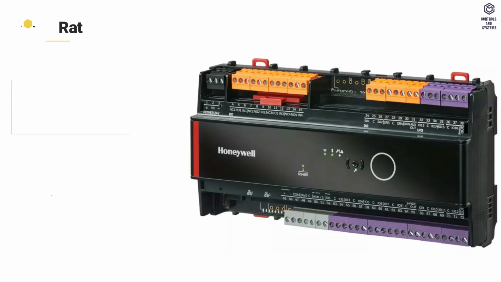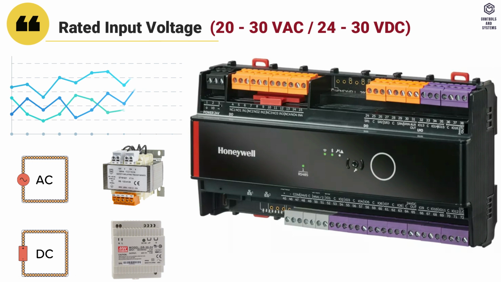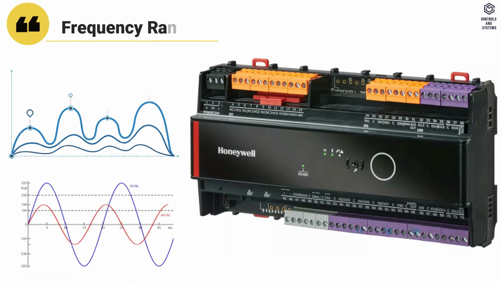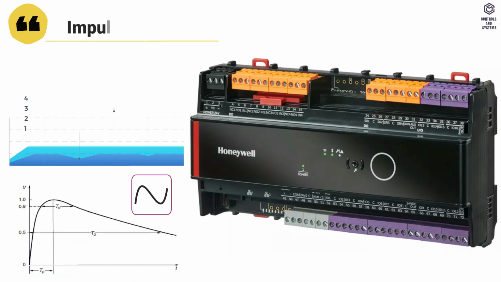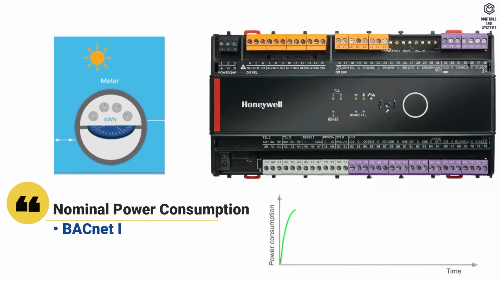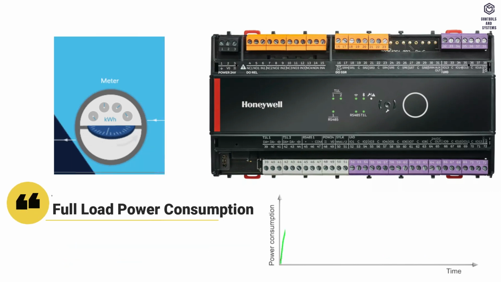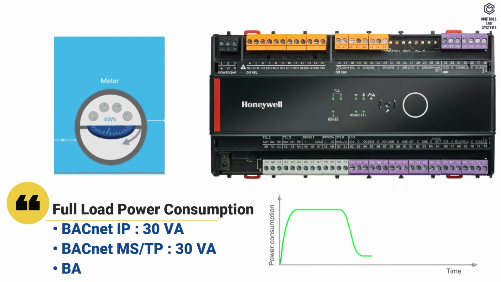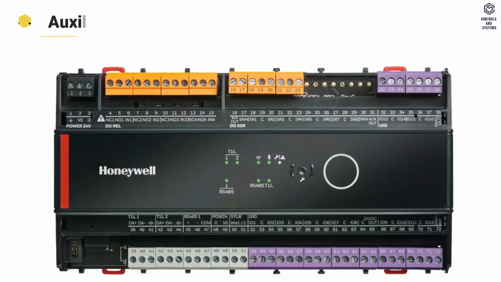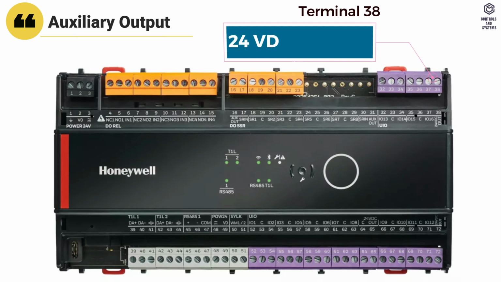Electrical data. Rated input voltage is 20 to 30 volts AC or 24 to 30 volts DC. Frequency range is 50 or 60 Hz, impulse voltage is 330 volts AC. The power consumption for all three BACnet controllers is 4 VA, and the full load power consumption for all three BACnet controllers is 30 VA. Auxiliary output: port 1 is 24 volts AC at 75 mA, port 2 is 24 volts DC at 75 mA.